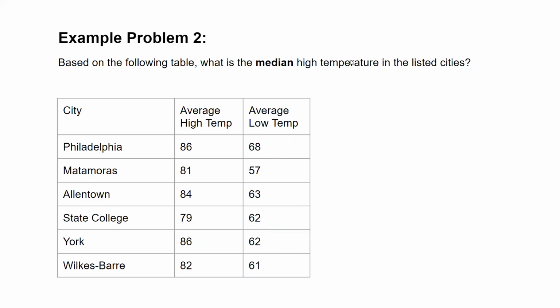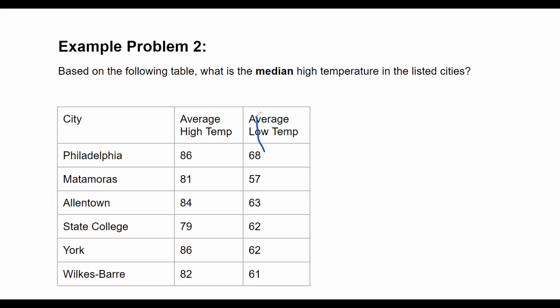What is the median high temperature? Once again, make sure you're dealing with the right column because they might have switched that up on us, but we're still dealing with the high temperature. So once again, we'll cross out the low temperature. In this case, we need to reorganize this list. So here's a technique that's often used. Look for the smallest number, 79, cross that out and write it down.